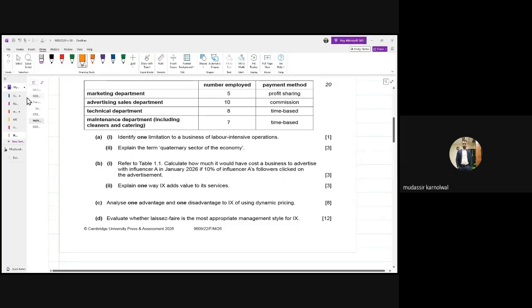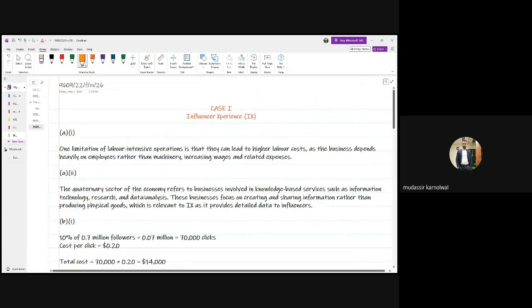for case one. Okay. See, you can see the answers on your screen. One limitation of labor-intensive operations is they can lead to higher labor cost, as the business depends heavily on employees rather than machinery, increasing wages and related expenses. Since you are depending on the employees, obviously you have to pay them more. Simple. This is for 1 mark.